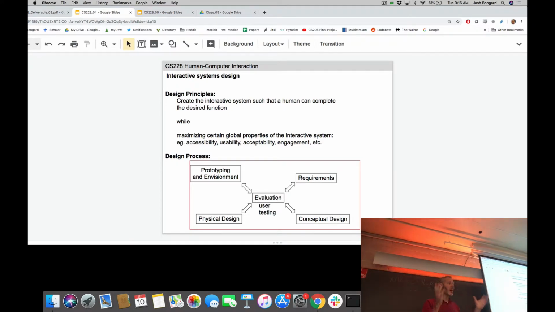If, however, the software or software hardware system that we're designing is going to be used directly by users, and especially if it's going to be used by large numbers of people and diverse kinds of people, we need to not just create software that completes the desired function. It has to do additional things. It has to also maximize certain global properties of the system itself. The system has to not only be correct and not crash and run quickly and run on lots of different platforms, it also has to be accessible, usable, acceptable, engaging, and so on.